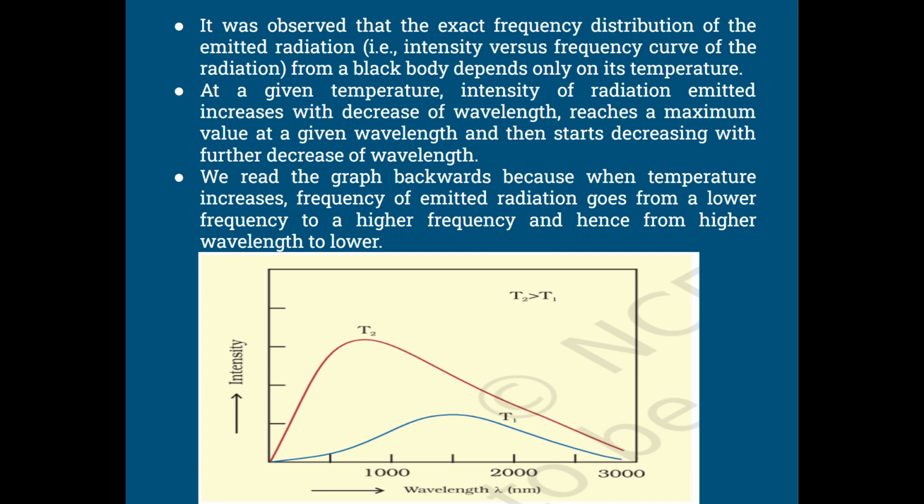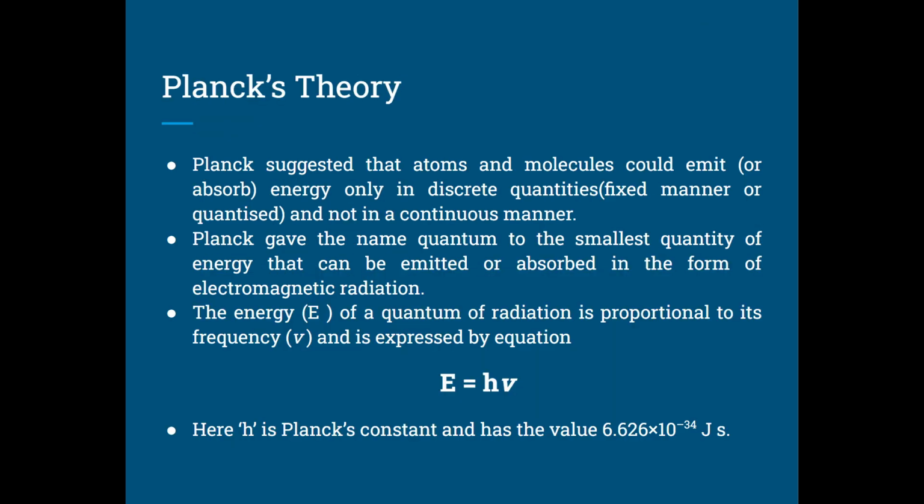Okay, so now we will be doing Planck's theory. Now what Planck said is that atoms and molecules could emit or absorb energy that is quantized, right? Quantized means that it is fixed. It means the values are actually fixed, right? There is a specific interval after which the values will come. For example, I will give you an example.